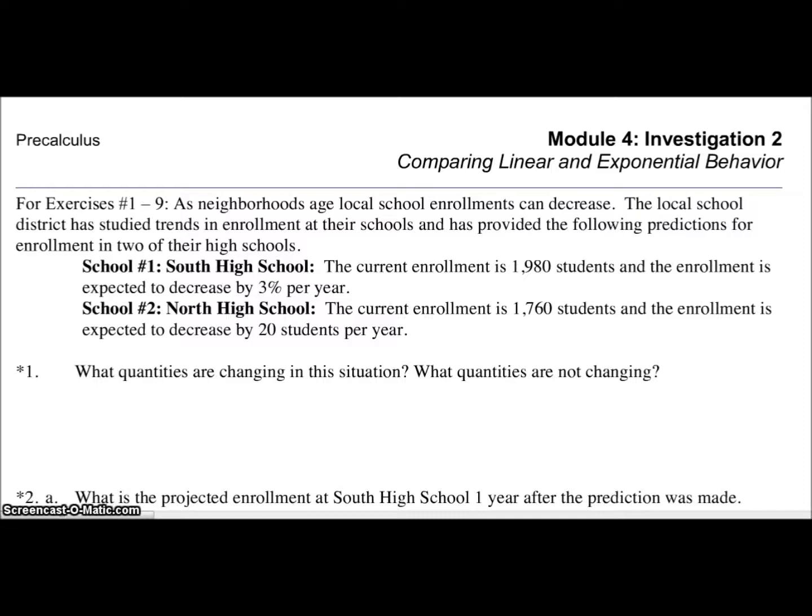School number 1, South High School. The current enrollment is 1,980 students, and the enrollment is expected to decrease by 3% per year. School number 2, North High School. The current enrollment is 1,760 students, and the enrollment is expected to decrease by 20 students per year. What quantities are changing in this situation, and what quantities are not changing?